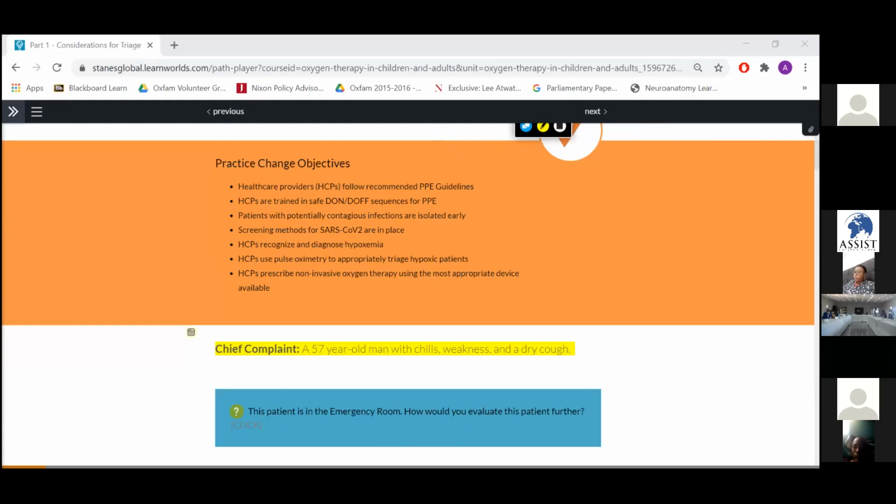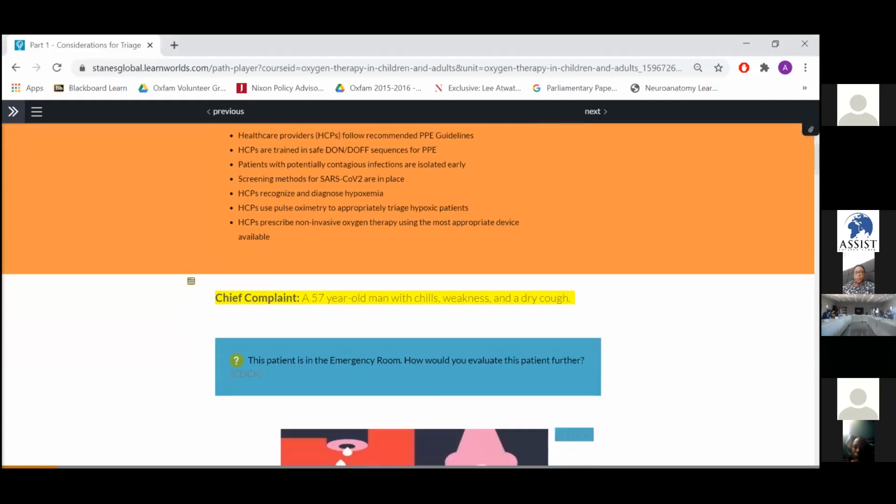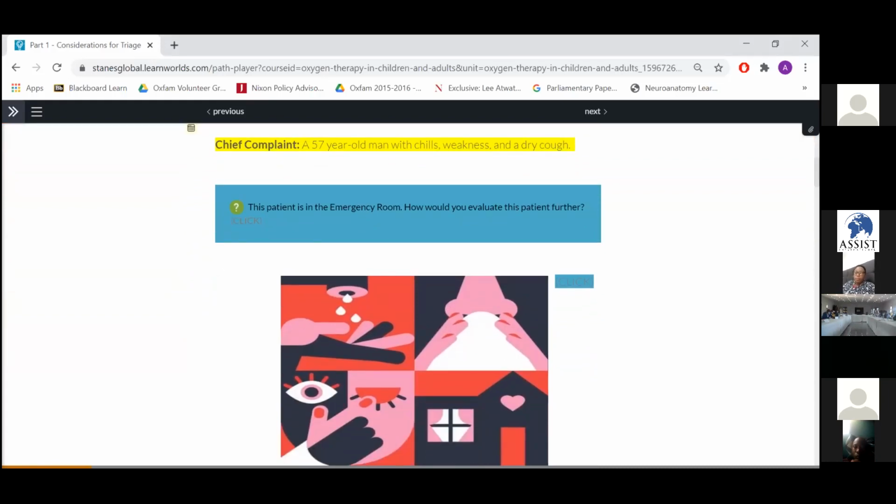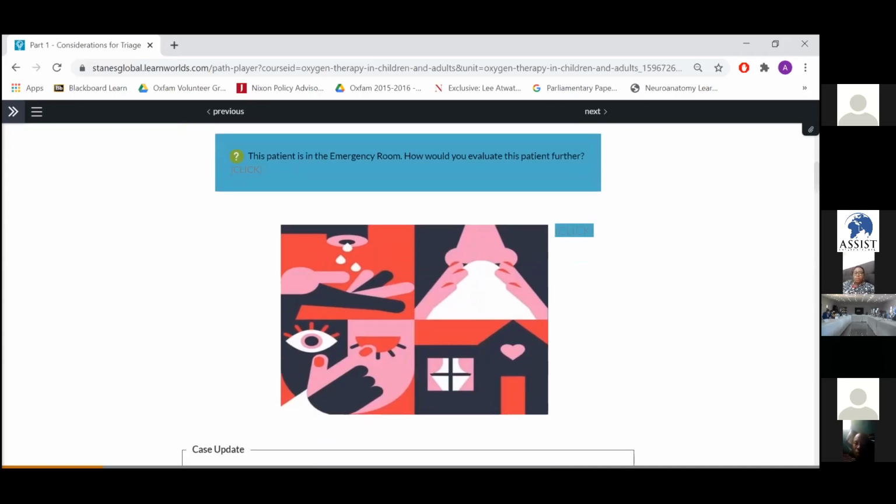As introduced earlier, this patient who came to casualty had a main complaint of chills, weakness, and a dry cough. You as a healthcare provider on duty when the patient comes to the emergency room, how will you evaluate this patient? We all know the different techniques on how to evaluate patients, but for this purpose, I will ask Dr. Hope if she can take us through how to evaluate a patient who comes into the emergency room.